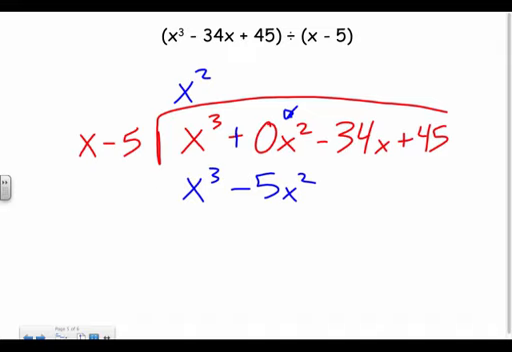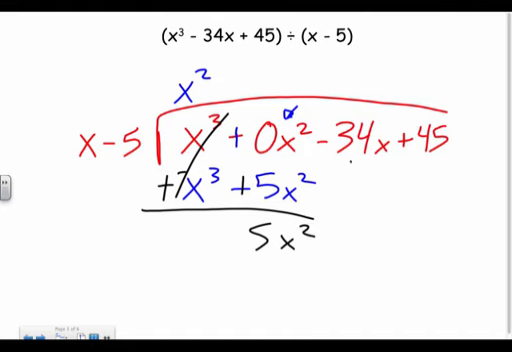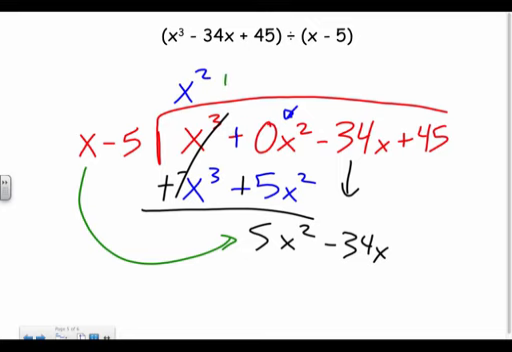Okay, now we go through. We subtract. And like I said, I like to change to addition and change the sign of my terms. So those cancel. And 0x squared plus a 5x squared is 5x squared. And we bring down our next term like always, so minus 34x. And I gotta take x times what gives me 5x squared? Well, I need a 5, so positive 5. And I need an x squared, so x times x, so 5x. So 5x times x is 5x squared. And 5x times negative 5 is negative 25x.